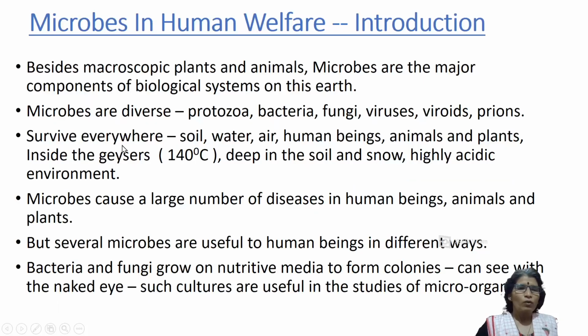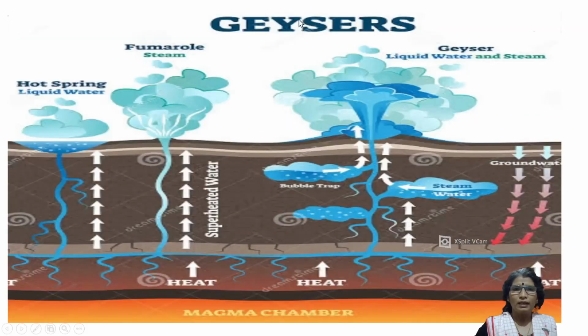These microorganisms can survive everywhere: in the soil, water, air, human beings' body, animals' and plants' body, deep in the soil and deep in the snow, and they can survive even in highly acidic environments, and even in the geysers. Geyser temperature is 140 centigrade. What is the meaning of geyser? These are geysers. Generally, these are located near volcanic regions. In the volcanic regions, below the earth crust, magma is present. This magma is very hot.